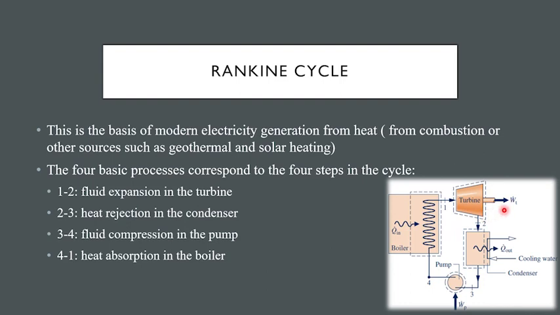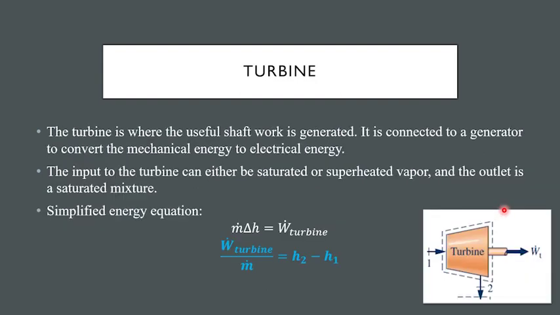Let us consider each of the processes in the Rankine cycle. Let's start with the turbine. The turbine is where the useful shaft work is generated. It is connected to a generator to convert the mechanical energy to electrical energy. In reality, the output of the turbine is shaft work. That shaft work is translated to an electrical generator that generates the electrical energy. The input to the turbine can either be saturated or superheated vapor, and the outlet is a saturated mixture. Commonly, the input to the turbine is a superheated vapor, and that serves to increase the amount of shaft work that is being extracted from the turbine.